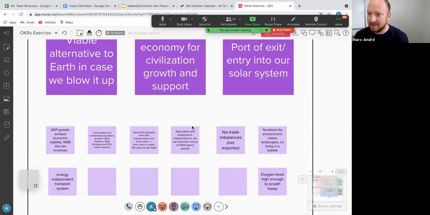It has to be a net exporter, no trade imbalance. And we'll have achieved the full terraforming of Mars, so we'll be able to breathe oxygen freely. And someone just added low taxes, so yeah, low taxes as well.